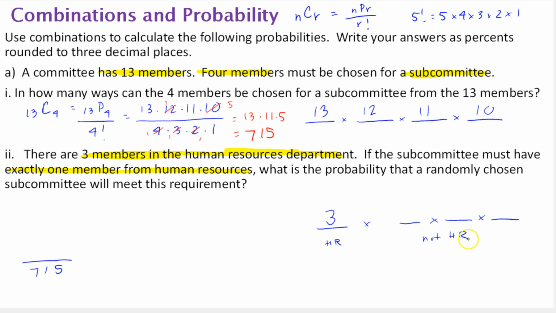Now let's choose the non-human resource people. So remember it said exactly 1 member. So now we're going to look at, well, there's 13 members in total. So there's 10 members that are not from human resources.